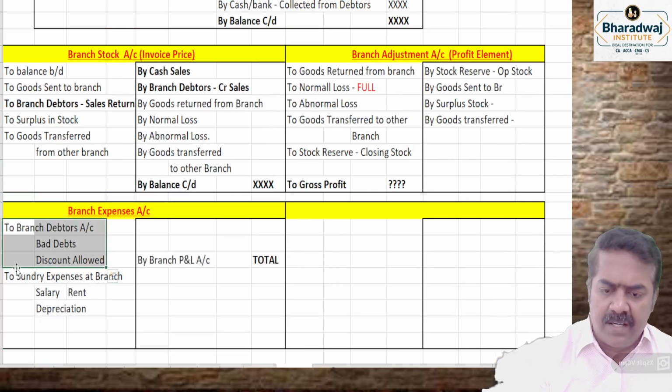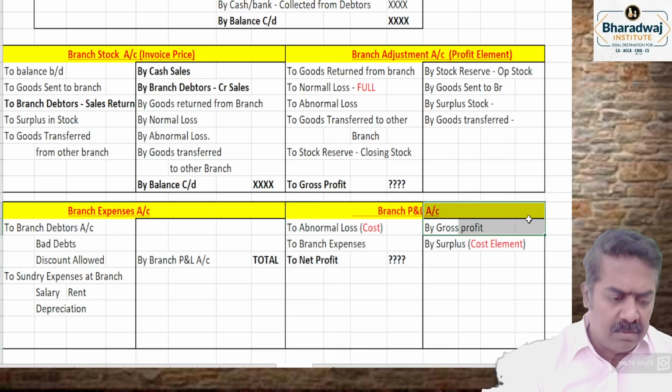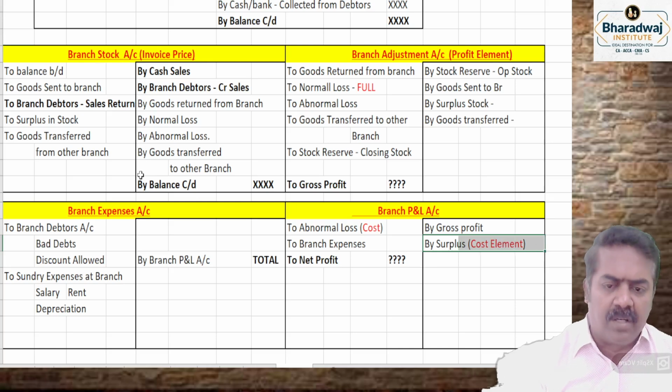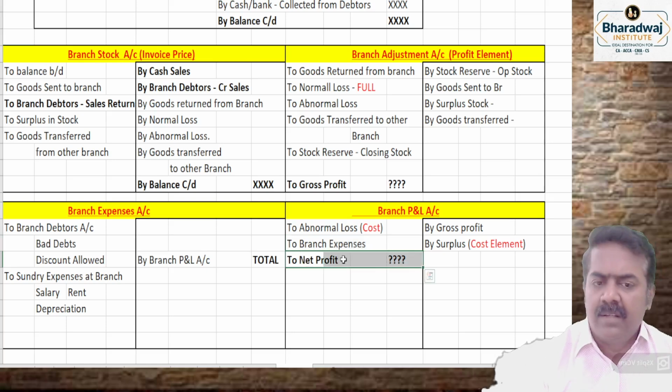Then we prepare a separate ledger for branch expenses. Record all the debtors related expenses, various other expenses you record. Then total will be transferred to branch P&L account. We prepare the P&L account, gross profit, surplus at cost element. Surplus at invoice price will be here. Profit element we remove here. The net amount will come. Surplus cost element will come. Same way, abnormal loss at cost element. The total of expenses are charged in P&L account. Then we find out which one? Net profit.